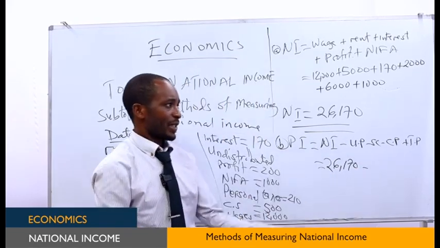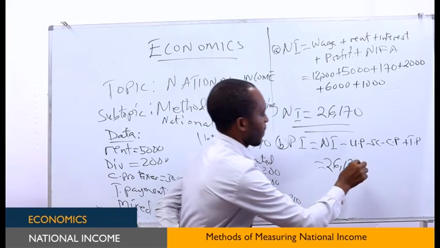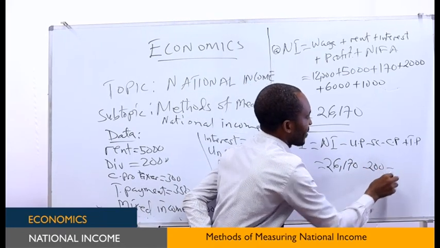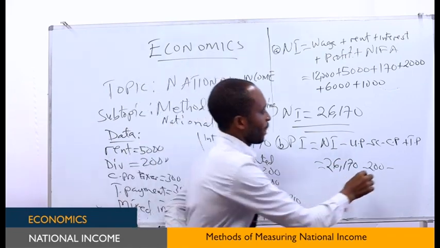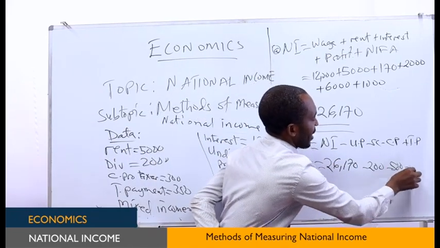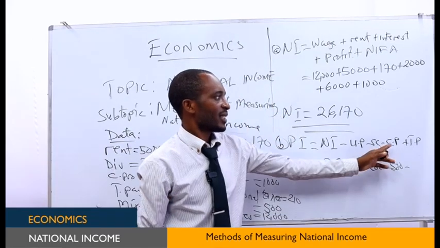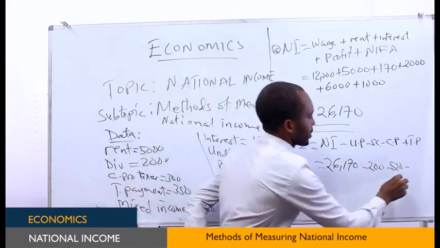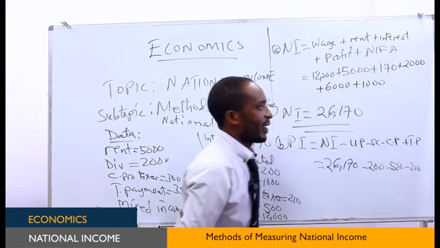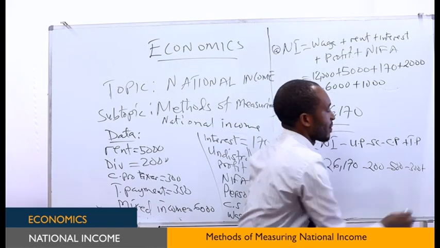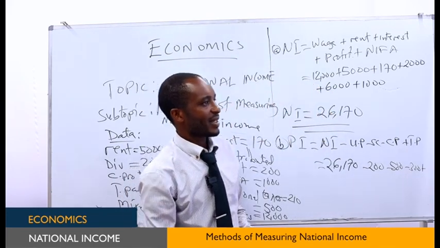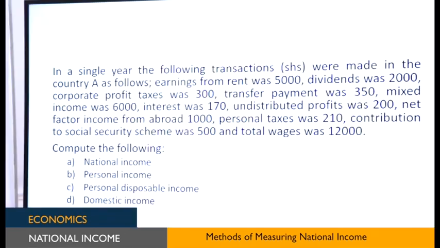So here the national income is 26,170 minus undistributed profit, which was 200, minus social security schemes, which was 500, minus corporate profit taxes, which was 300, then plus transfer payments. The transfer payments was 350.